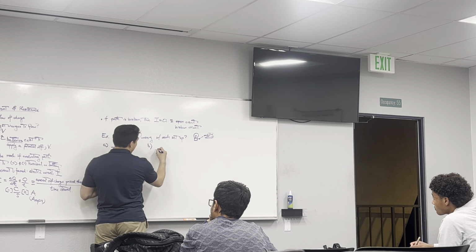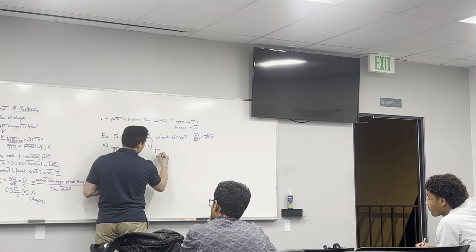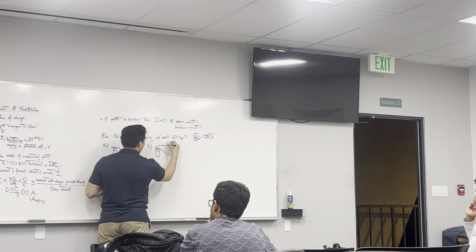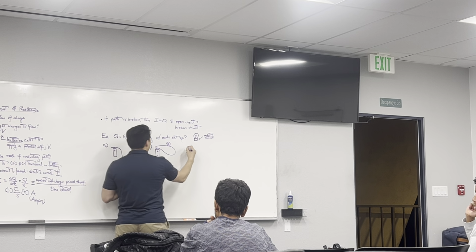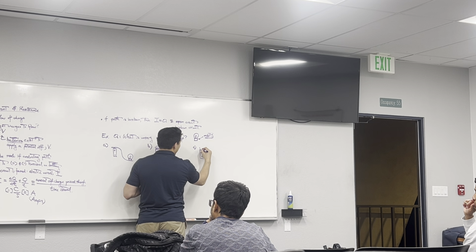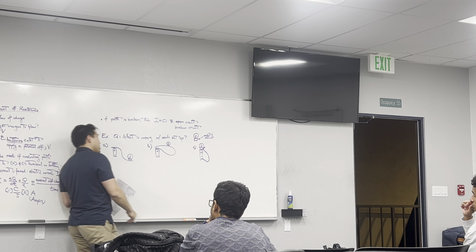In the second scenario, we have a battery, positive and negative. And here we put our light bulb. And in the third scenario, we have our battery, and we have our light bulb. And that is our wire.